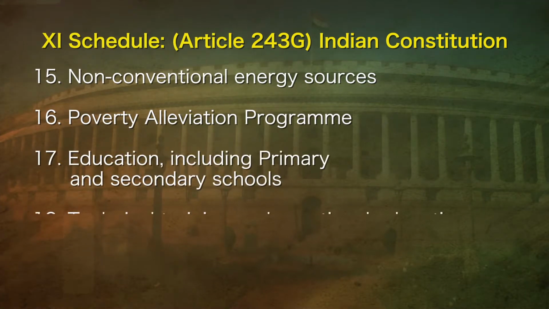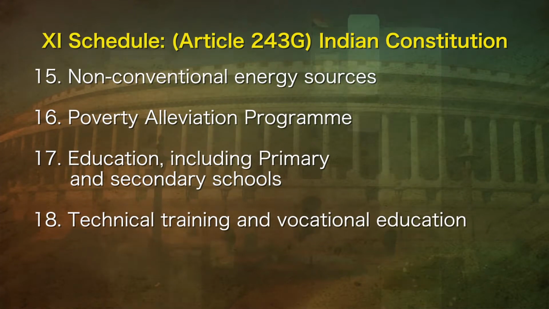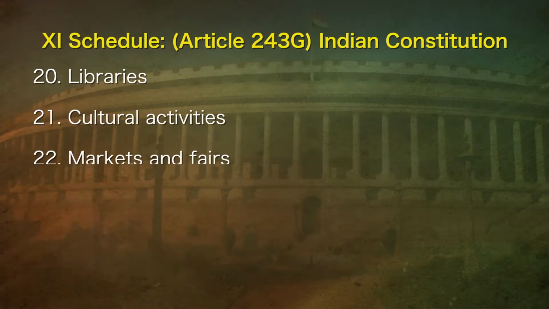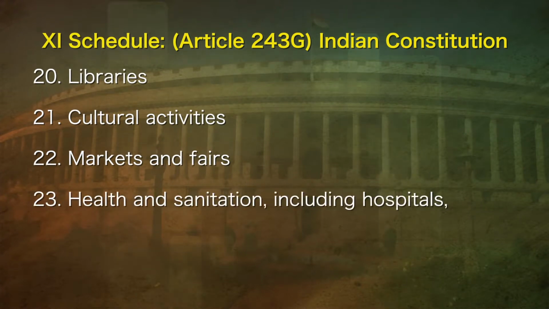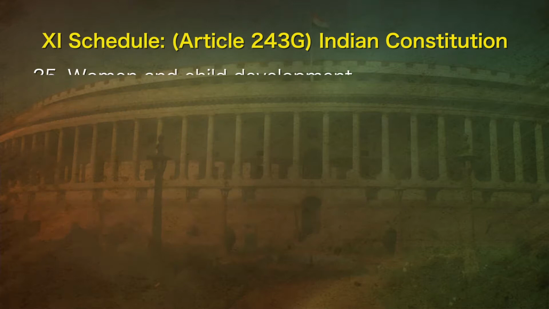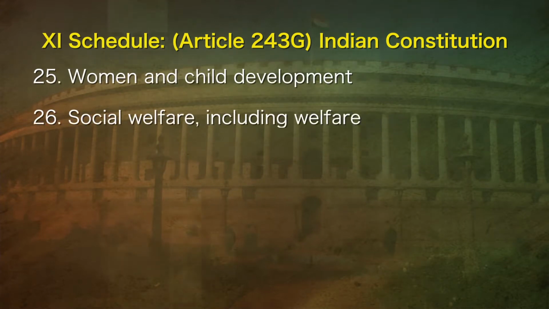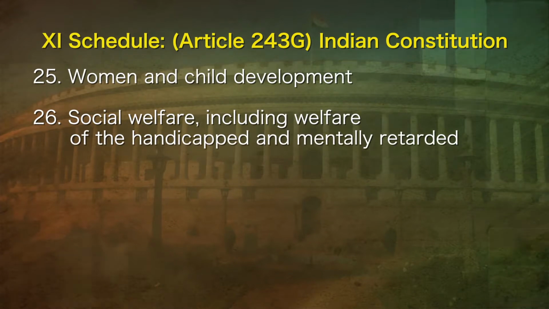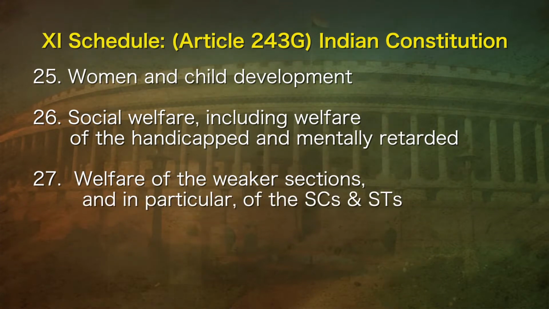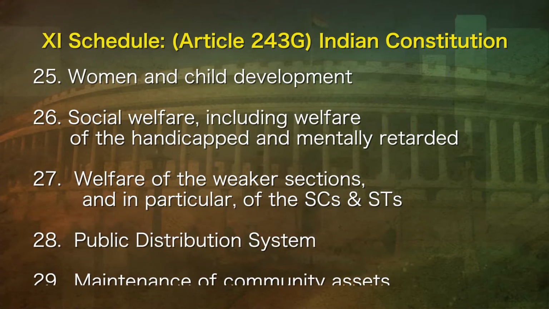secondary schools, technical training and vocational education, adult and non-formal education, libraries, cultural activities, markets and fairs, health and sanitation including hospitals, primary health centers and dispensaries, family welfare, women and child development, social welfare including welfare of the handicapped and mentally retarded, welfare of the weaker sections and in particular of the SCs and STs, public distribution system, maintenance of community assets.